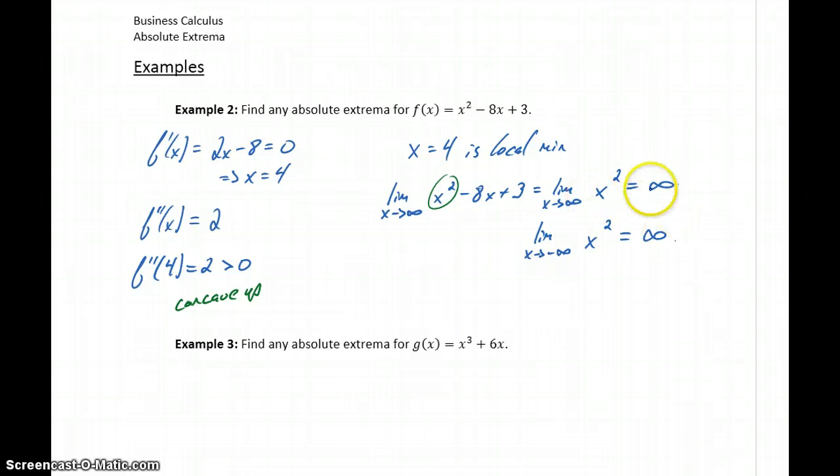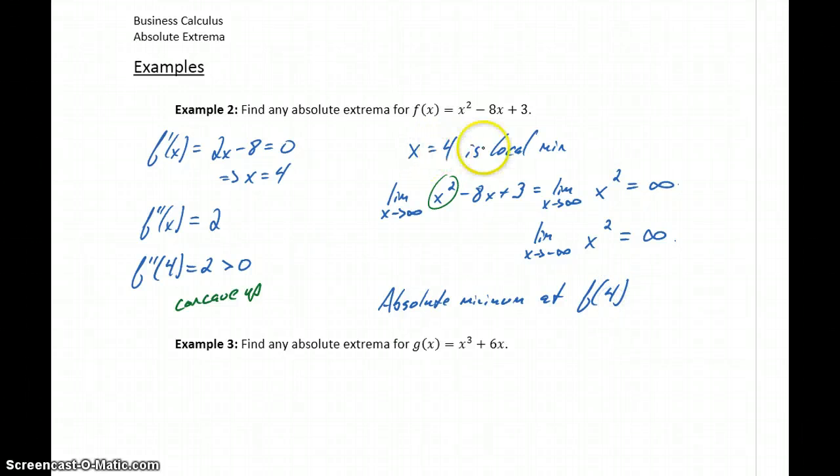So since in neither direction are we headed to negative infinity, that means we have an absolute minimum at f of 4. So x equals 4 was a local minimum. Since neither of the end behaviors go to negative infinity, now we can classify it as an absolute minimum, which will occur at f of 4, and plugging that back into the original function, our absolute minimum will occur at negative 13, or at a function value of negative 13.